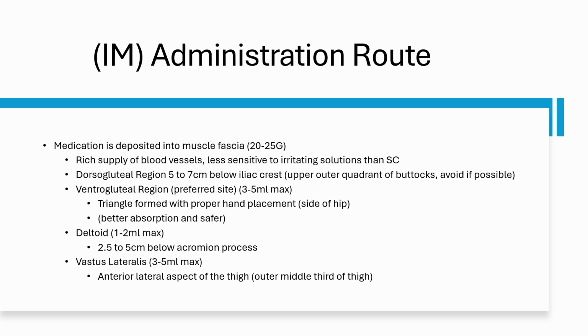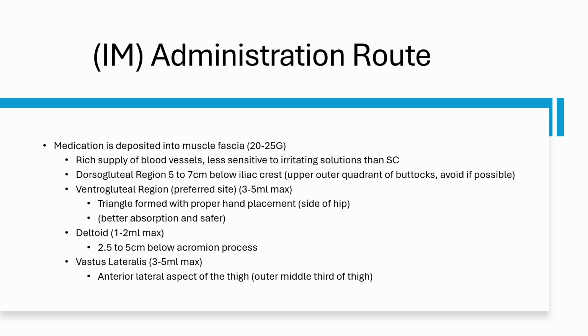Traditionally, there are 4 sites in which we administer intramuscular injections. The first being the dorsal gluteal region, which is 5 to 8 centimeters below the iliac crest, right around the upper outer quadrant of our buttocks. The dorsal gluteal site is no longer recommended because of its proximity to the sciatic nerve, which if damaged via injection can lead to partial or permanent leg paralysis.